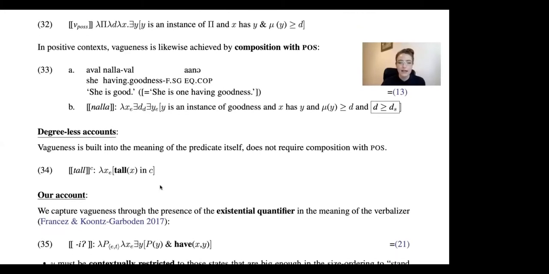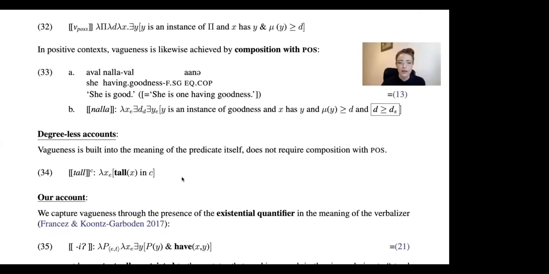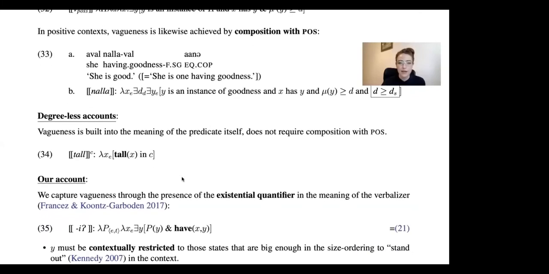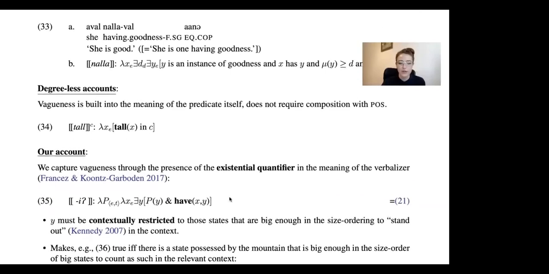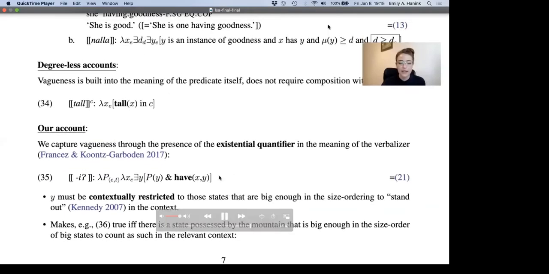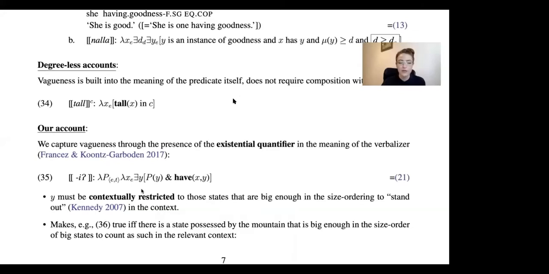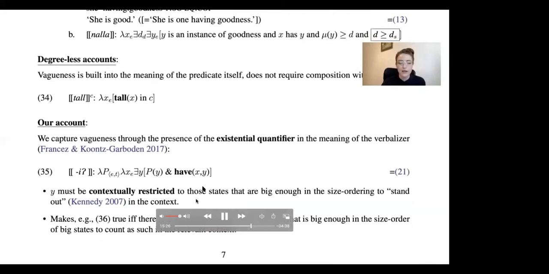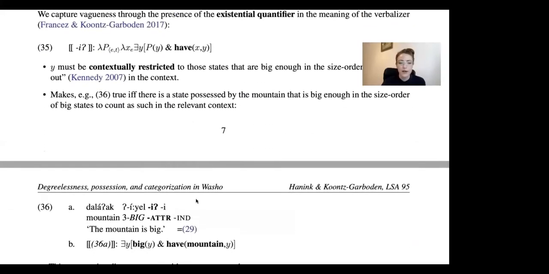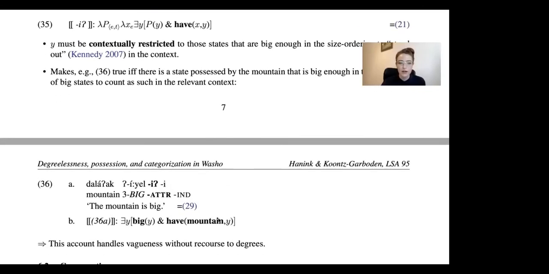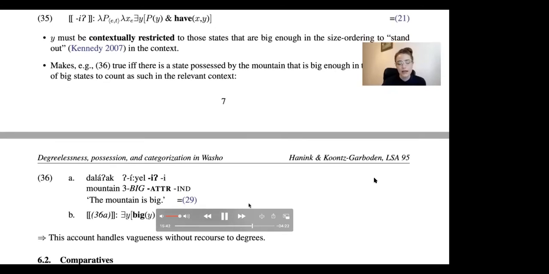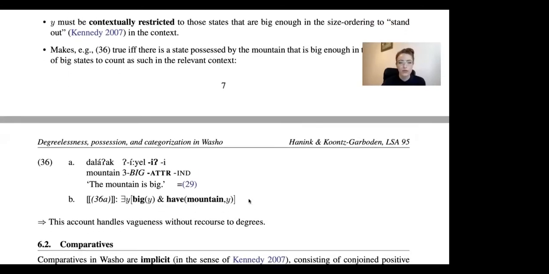Now, staying in line with the idea that Washo lacks degrees, on our account, we don't make reference to degrees in the meanings of property concepts, but rather we capture vagueness through the presence of the existential quantifier in the meaning of the verbalizer, following Francez and Koontz-Garboden. So in our meaning for e, as repeated here in 35, this existential quantification will restrict the state of y to those that are big enough in the size ordering to stand out in the context. This will make an example such as 36 true, here the mountain is big, if and only if there's a state possessed by the mountain big enough in the size order of big states to count as such in the relevant context. So in our account, using existential quantification, we stick more in line to the Kleinian account that doesn't require pos in order to derive vagueness of the positive form.